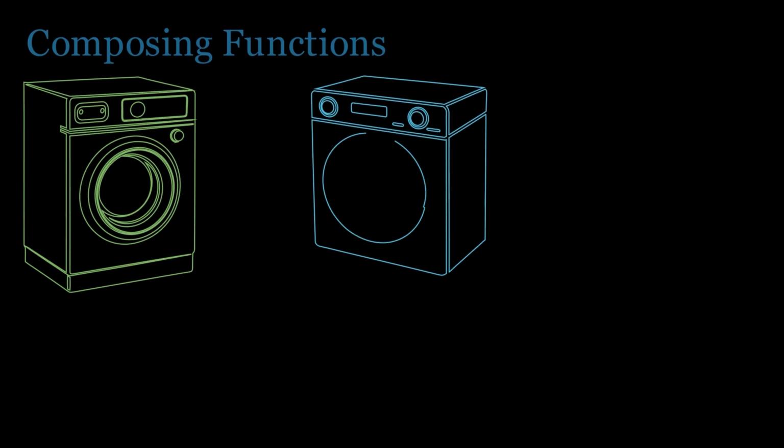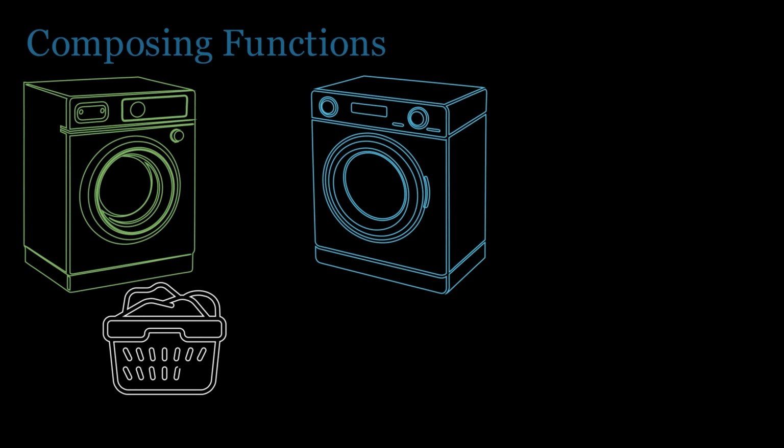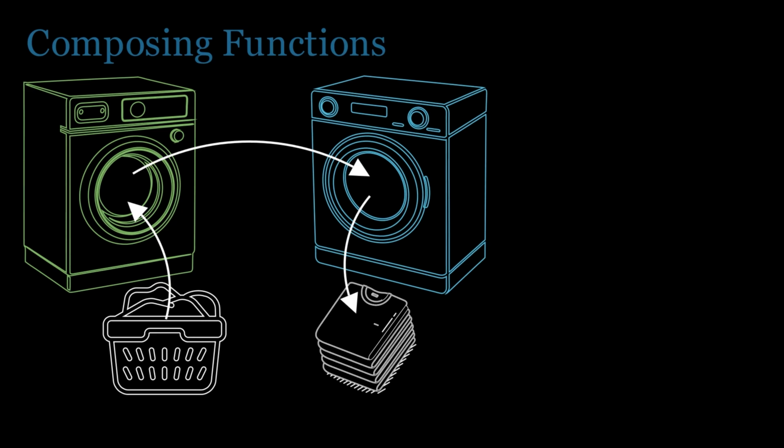You are probably familiar with the concept of doing the laundry, which consists, believe it or not, of two machines, the washer and the dryer. We take a basket of dirty clothes and put those clothes in the washer, which transforms them, washes them, and the output is wet clothes that we put in the dryer. Then, once the dryer transforms them, dries them, we get nice and clean, dry clothes.